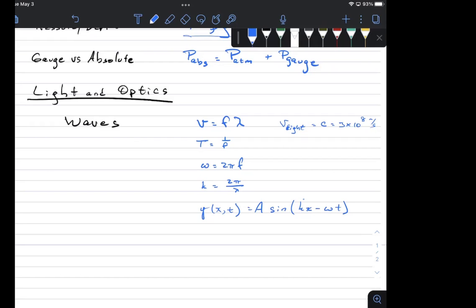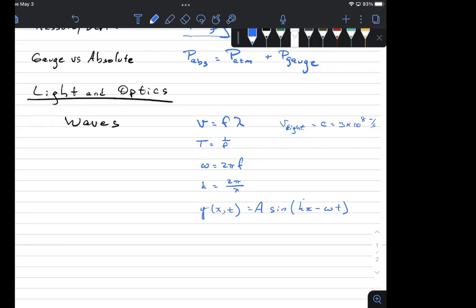I already know the wavelength, so 2 pi over the wavelength is K. Done. There's that number. What about omega? Well, omega is 2 pi times the frequency. So what I need is the frequency. I'm given the speed and the wavelength, so I could use the other relationship, velocity is frequency times wavelength, to get the frequency. Once I know that, I multiply that by 2 pi, that's omega.